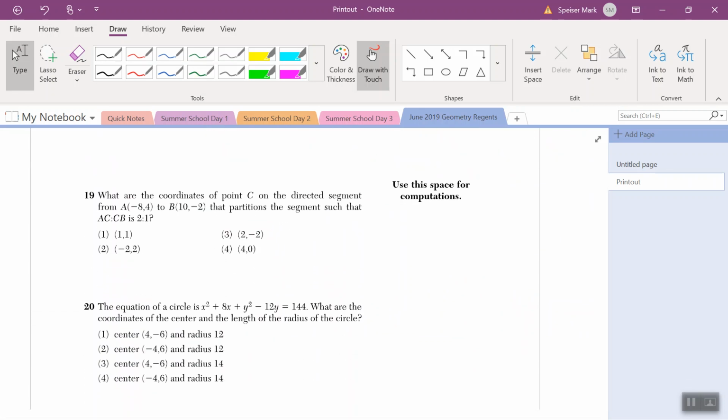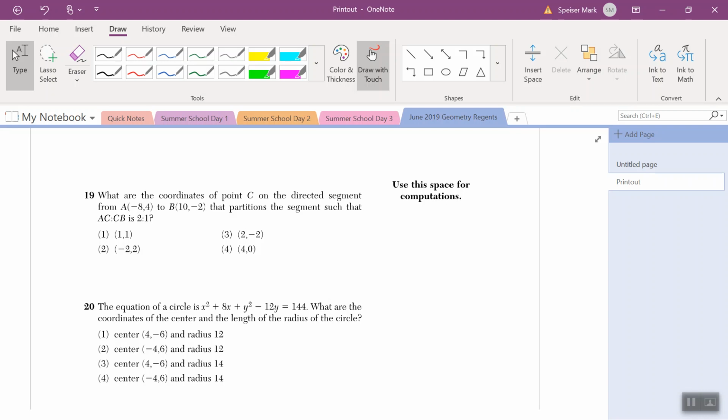Okay, on to question 19. This question has so many different ways of doing it. I'll do it the way I teach my students. If you know of another way, go ahead. What are the coordinates of point C on the directed segment from A (negative 8, negative 4) to B (10, negative 2) such that AC to CB is 2 to 1?